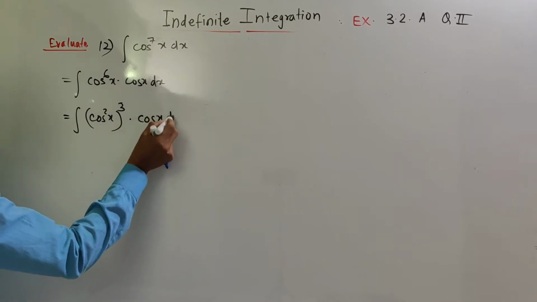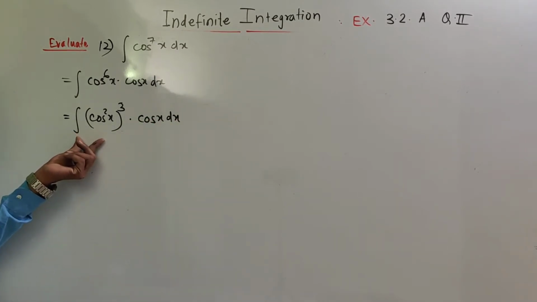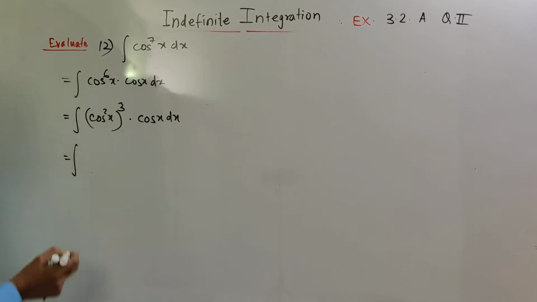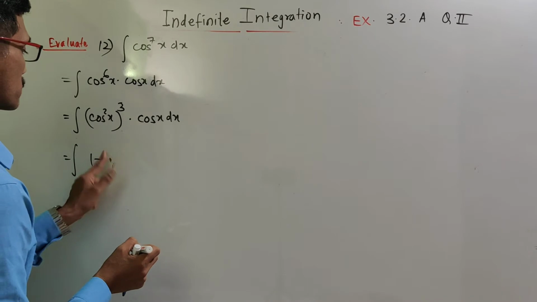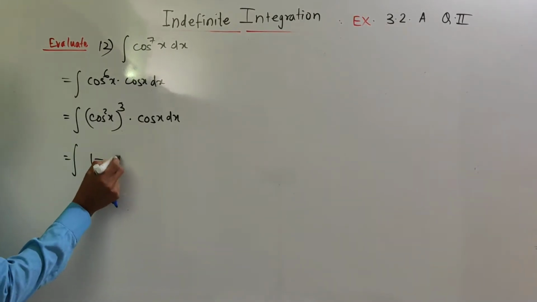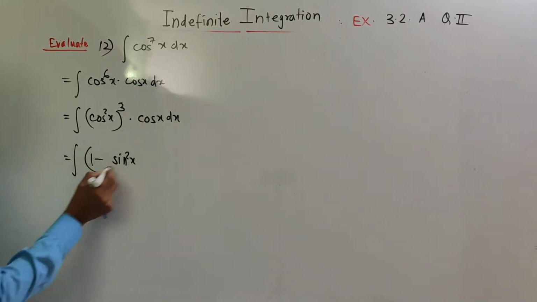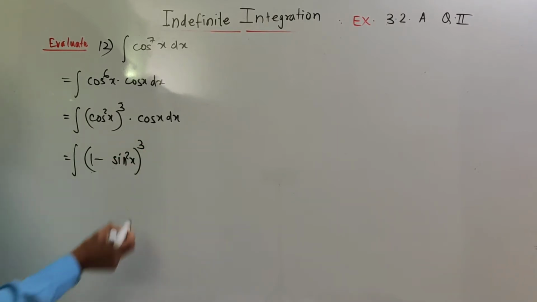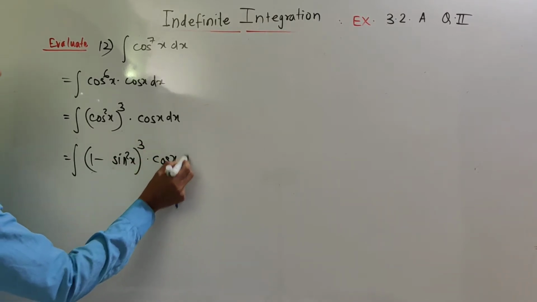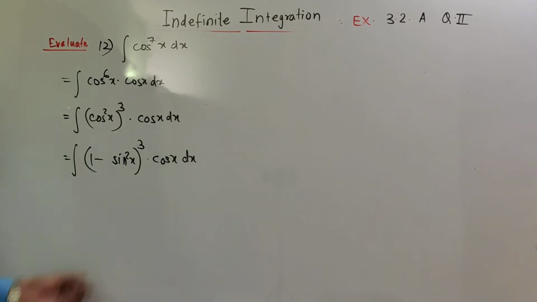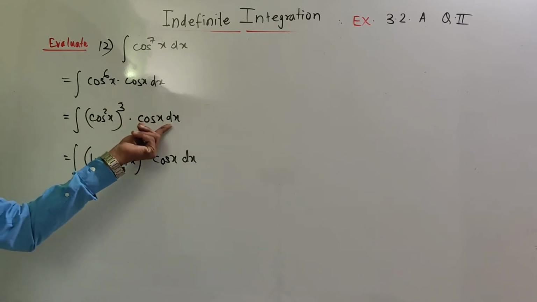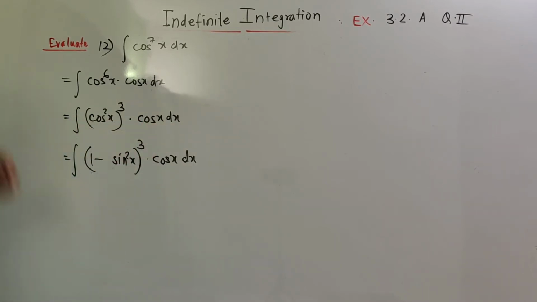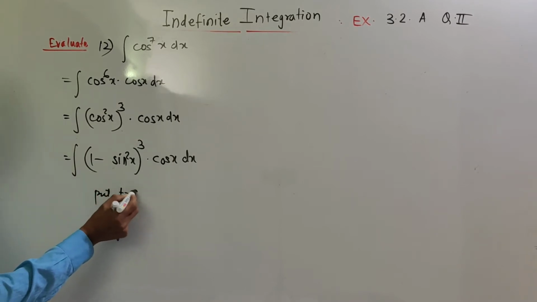So this we can express as integral of cos square x and raised to power 3 into cos x dx. फिर आप इसको सिंप्लीफाई करते, cos square x will write 1 minus sin square x. So cos square x is equal to 1 minus sin square x and cube into cos x dx, so that this sin x we put t and this will be cos x. Cos x is derivative of sin x, so we put t is equal to sin x.